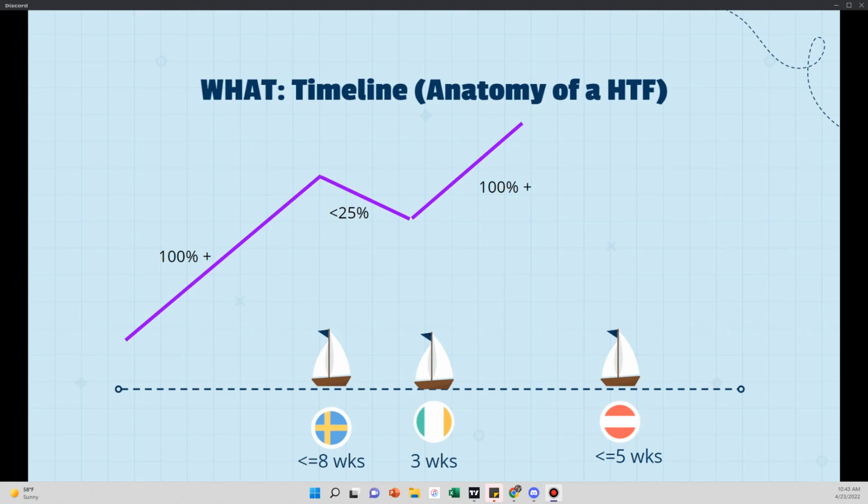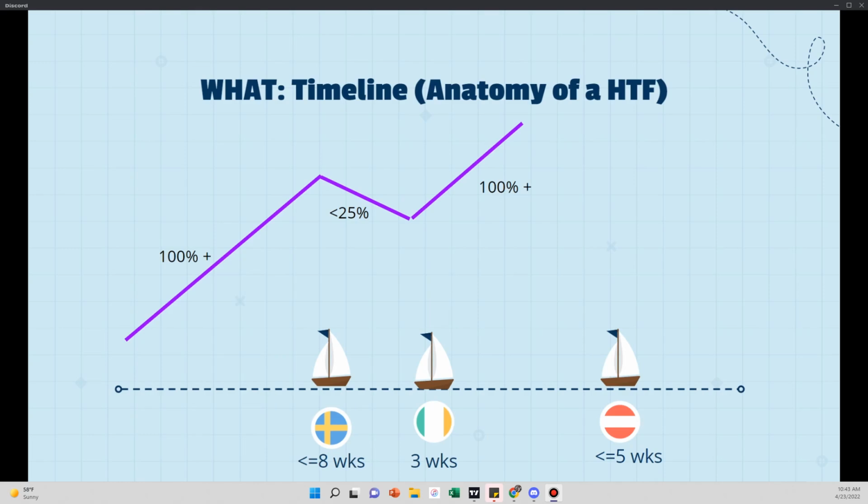Now, the timeline associated with that is you would expect your 100% plus move to occur within the last 8 weeks. And there's no prescriptive timescale on that. It can be a 2-week move, or it can be a full 8-week move. And you can stretch the boundaries of those a little bit, but then they tend not to work so well.